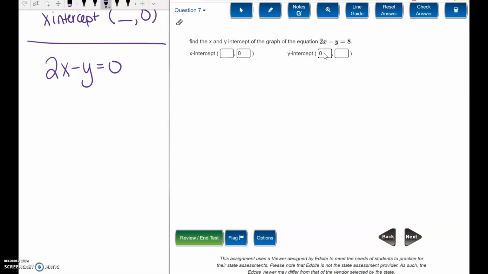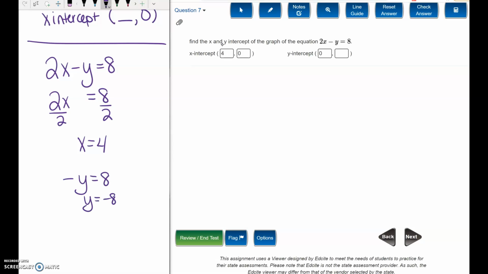Okay, so if we plug 0 into the y, 2x minus 0 equals 0. Oops, that's not 0, that's 8. That would make a huge difference, wouldn't it? 8 divided by 2 is 4. So our x-intercept is 4. Then plug 0 into the x. 2 times 0 is 0. So we have -y equals 8, which means y equals -8.